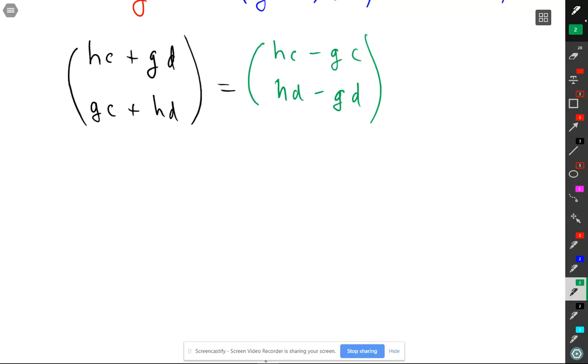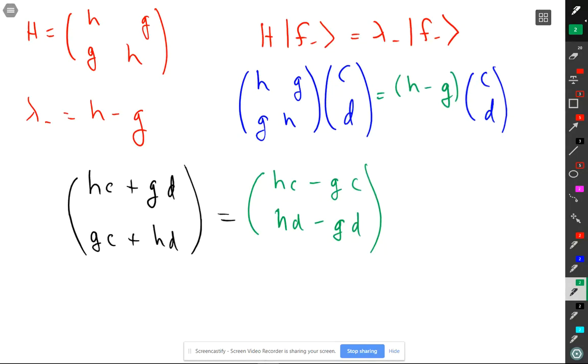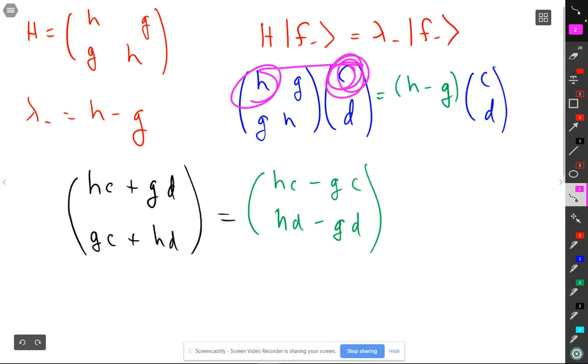Can you just go back up to when we multiply the right side of that equation? Yes. H minus G times the CD. Why didn't we get HC minus GD? Okay, so this with this, right? And then this with this. Then we go down to the next row and we start over, first column with first item, and then second column with second item.